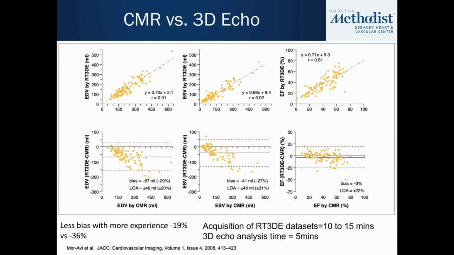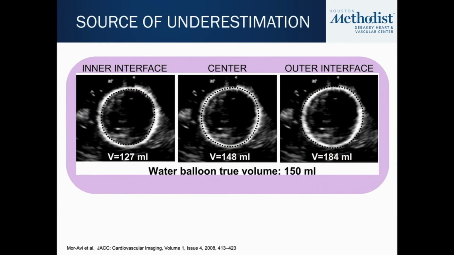The more and more you do whatever methodology and the more experience you get with it, the better your reproducibility will become. And this was the discussion as to why there's this significant of a difference. Here there's a change in literally 1 millimeter of the tracing of this phantom, which is a water balloon. The true size was 150 milliliters. But notice such a significant difference depending on how you're tracing.